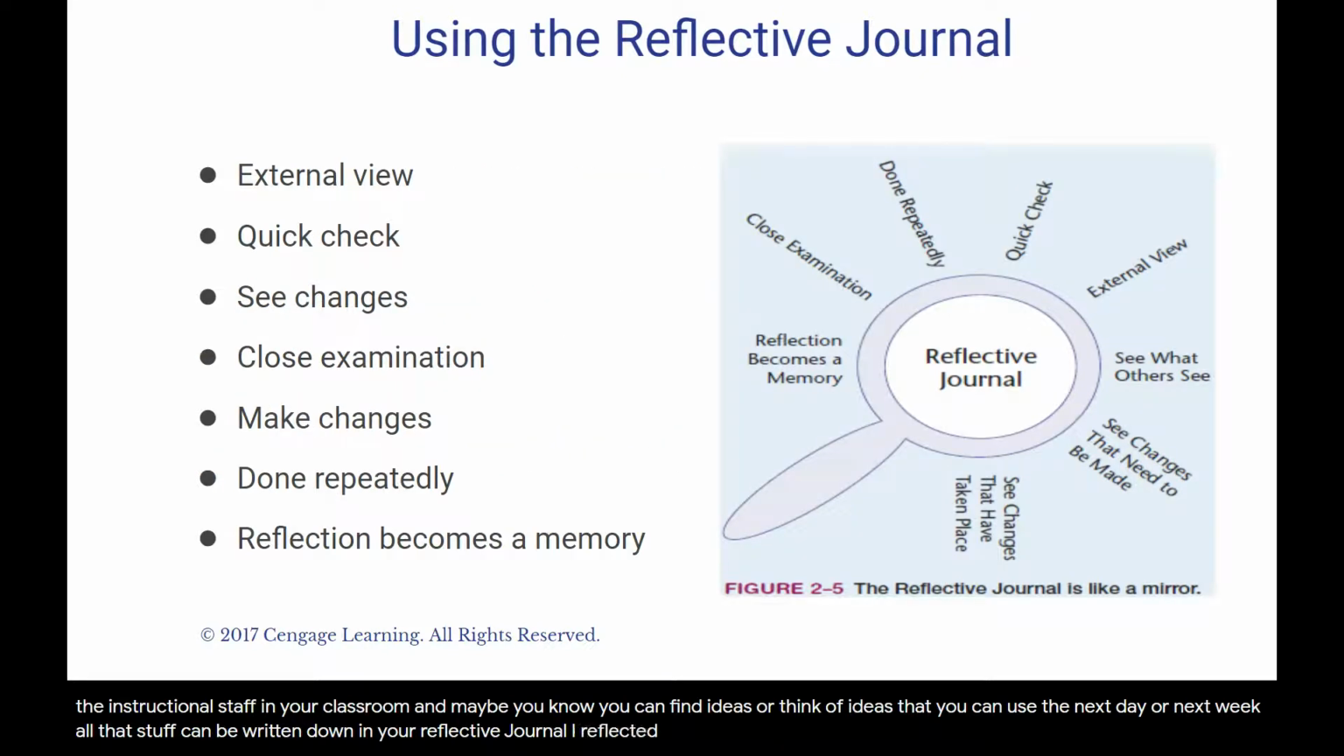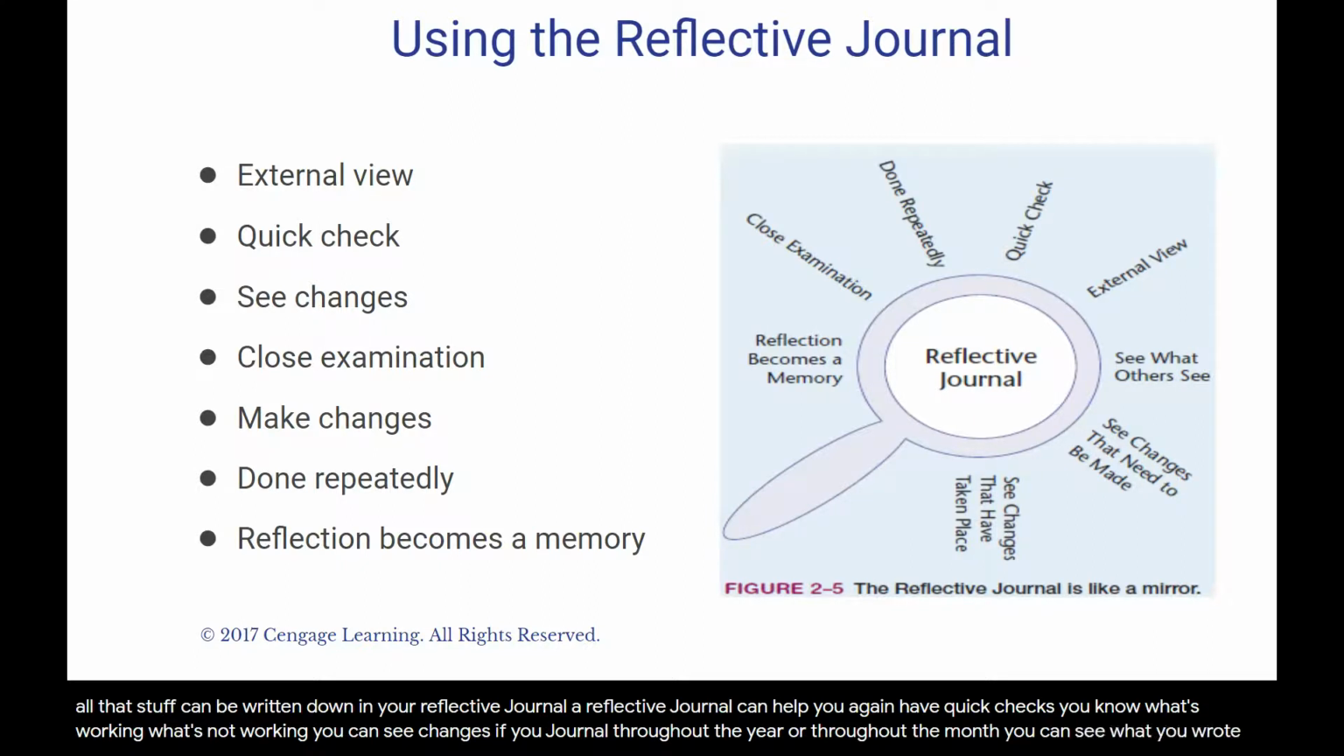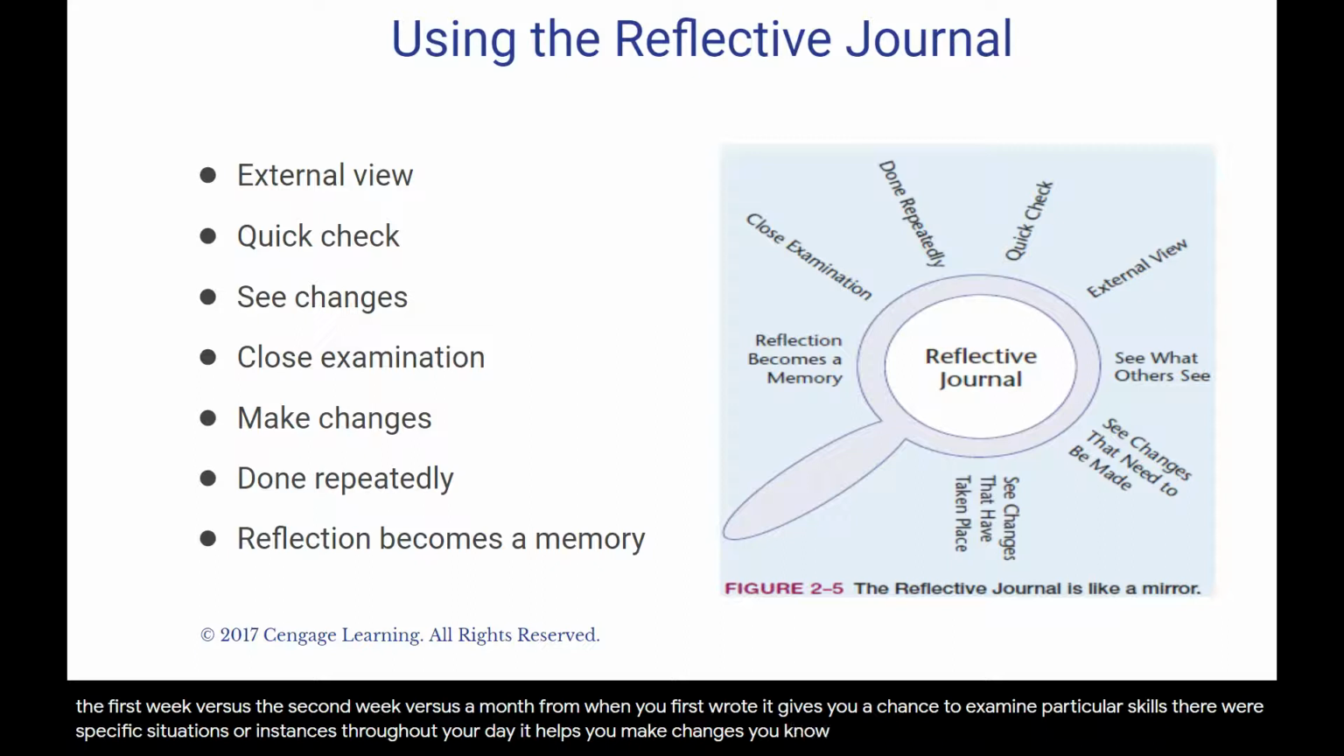A reflective journal can help you, again, have quick checks: what's working, what's not working. You can see changes. If you journal throughout the year or throughout the month, you can see what you wrote the first week versus the second week versus a month from when you first wrote. It gives you a chance to examine particular skills or specific situations or instances throughout your day. It helps you make changes, just like everything else.